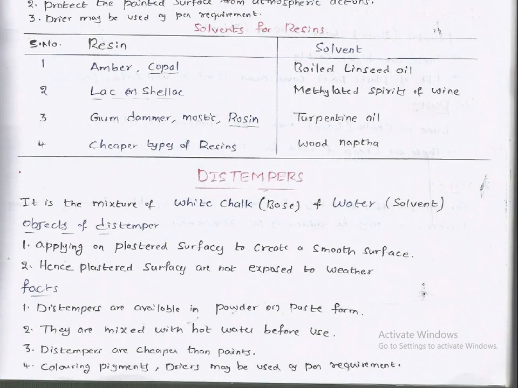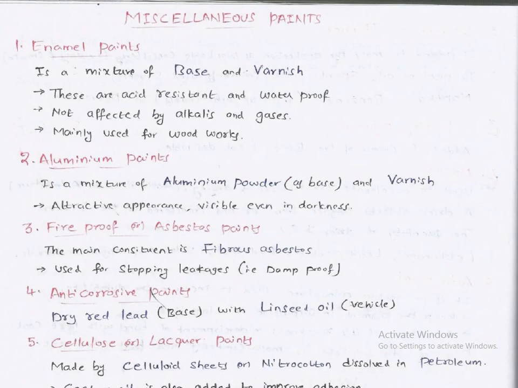Miscellaneous paints. Enamel paints. These are the mixture of base and varnish. These are acid and waterproof, not affected by the alkalis and gases, mainly used for woodworks. Aluminium paints. It is a mixture of aluminium powder as base and varnish. Attractive appearance, visible even in the darkness, is aluminium paints.